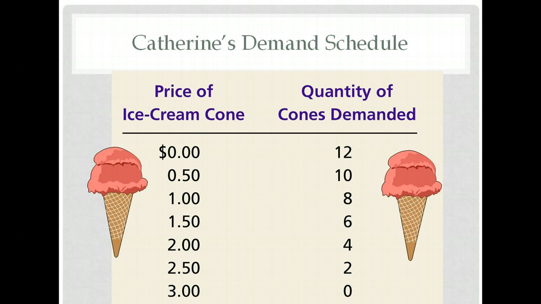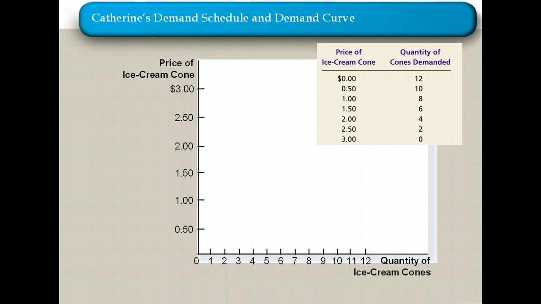The price of ice cream increases, and as it increases, the quantity that she wants to buy decreases. So this is a perfect example of the law of demand. Now, as economists, tables and theories are great, but what's our favorite way of explaining things? Well, generally, it's with a graph. So let's take a look at what Catherine's demand might look like on a graph.